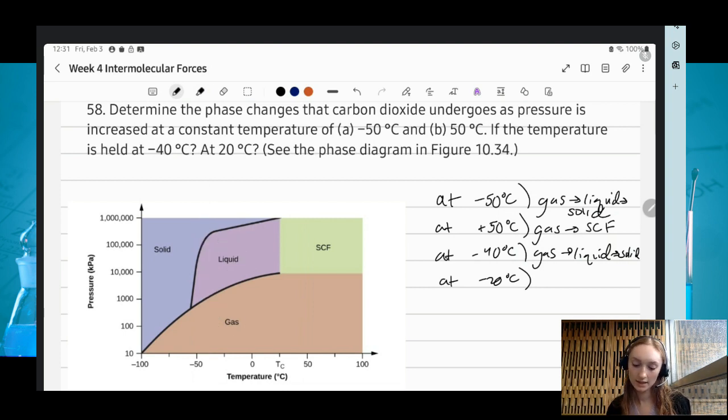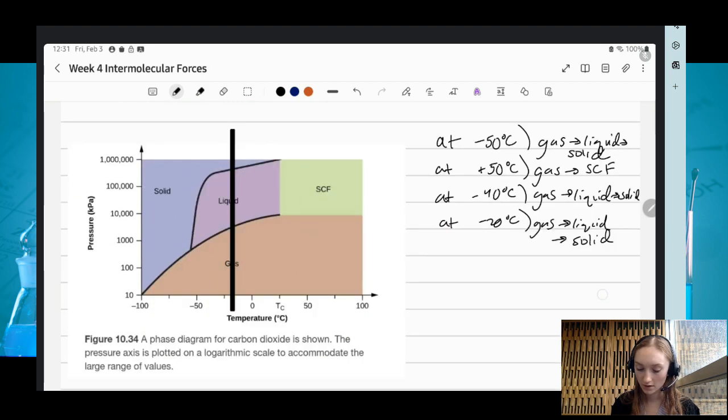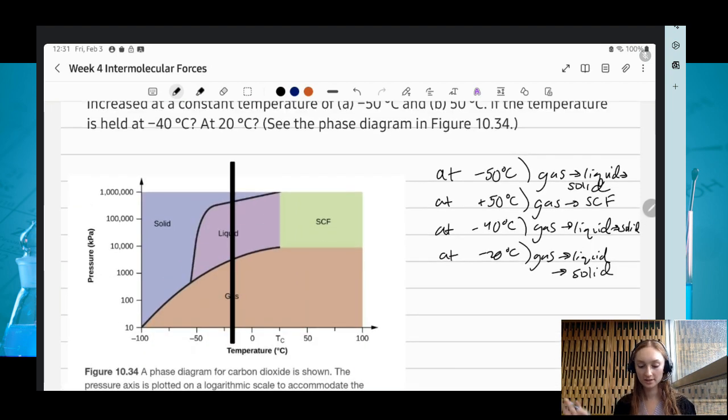And so the final one at negative 20 degrees Celsius. So that could be maybe like right, this is 25, so I'm going to say right here. It's also going to be going from gas to liquid to solid. And so those are all of the phase changes for increasing the pressure for CO2.